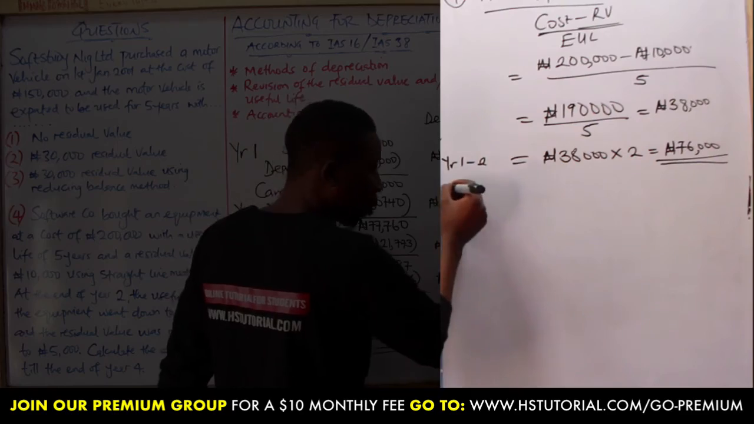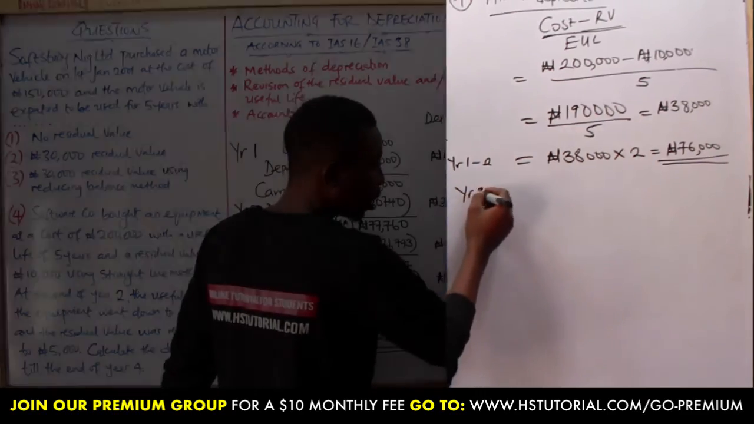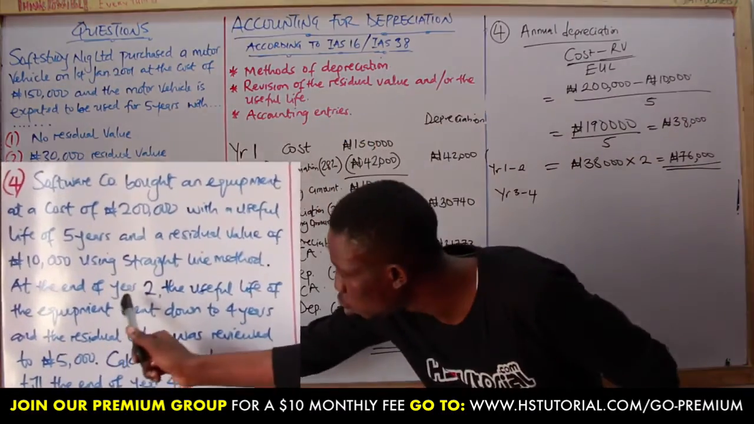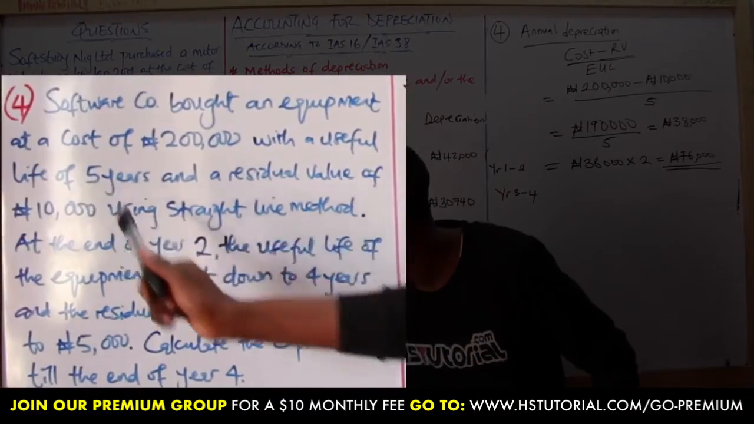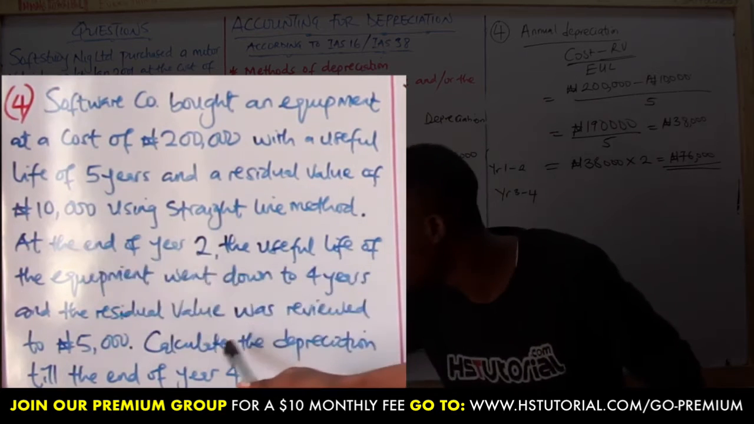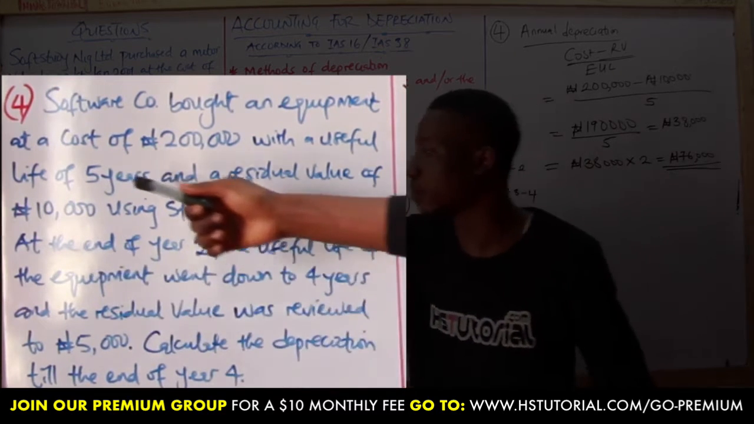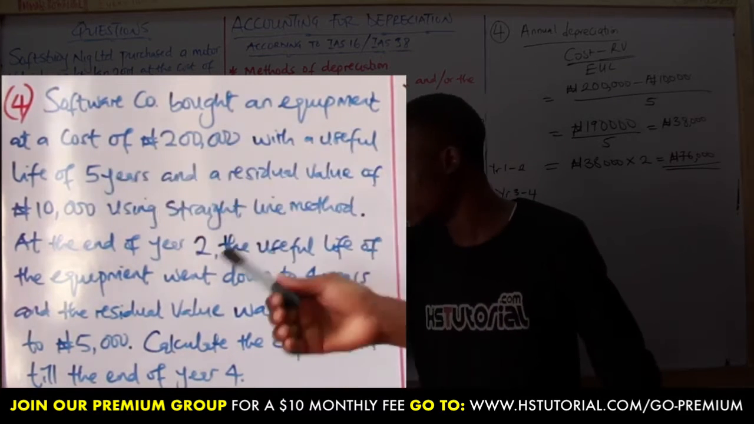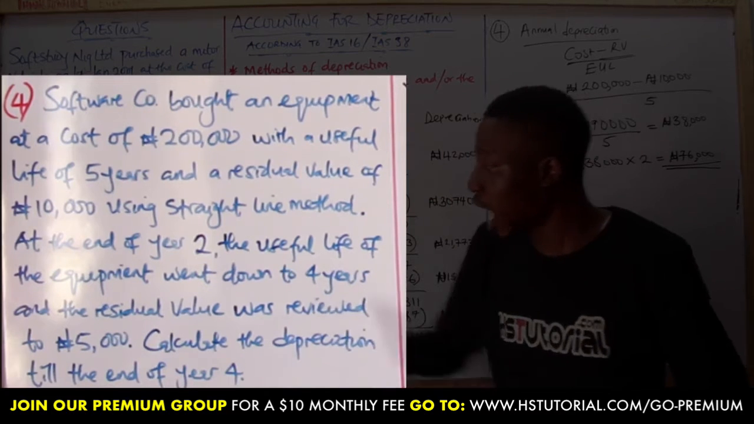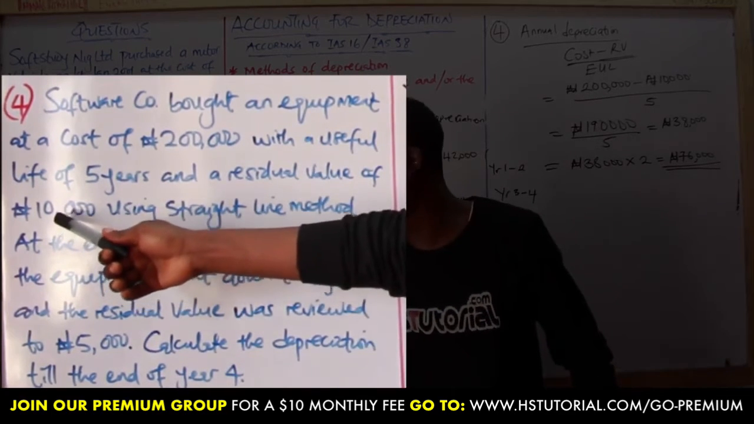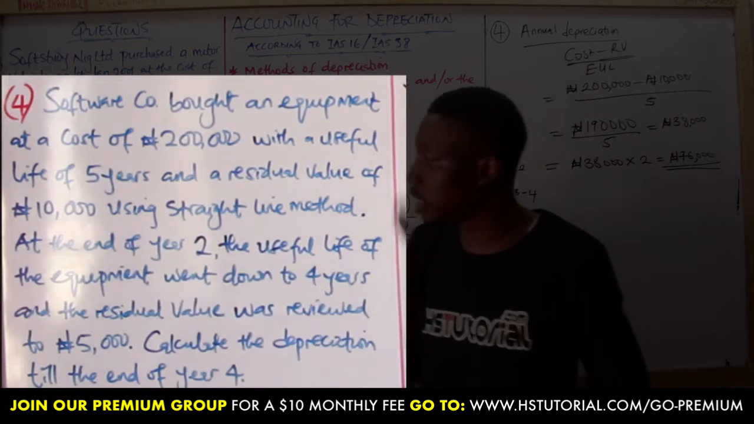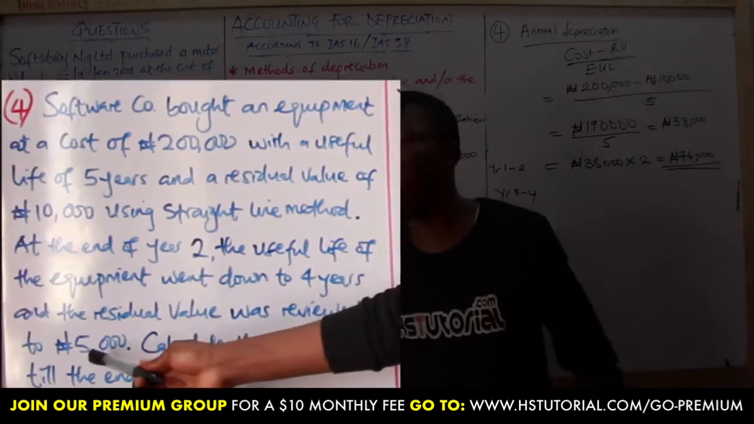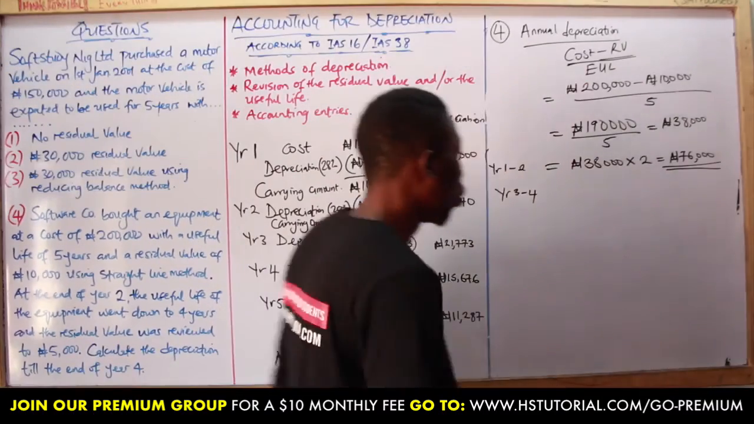So now let's calculate the depreciation of year 3 and year 4. Why are we not considering year 5 again? Because they said it has been reviewed, they bring it down to 4 years instead of 5 years. So we are no more considering these 5 years after year 2; we will be considering 4 years. And before, they said we should consider the residual value to be 10,000 naira. We are no more considering that, but we are considering the residual value to now be 5,000 naira.